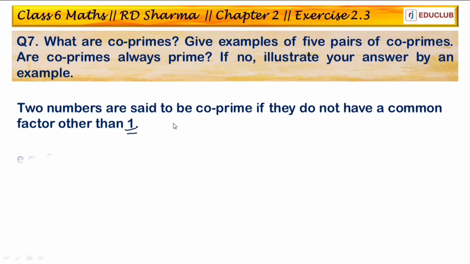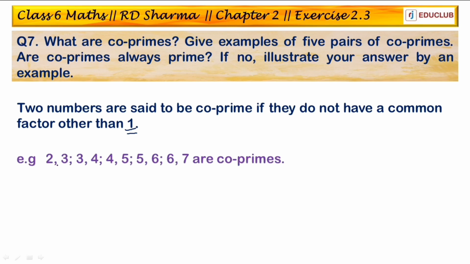Let us see a few examples. 2 and 3: factors of 2 are 1 and 2, factors of 3 are 1 and 3. Only 1 is the common factor, so this is a co-prime pair. Next, for example, 4 and 5: factors of 4 are 1, 2, 4, and factors of 5 are 1 and 5. 1 is the only common factor, so these are co-primes.